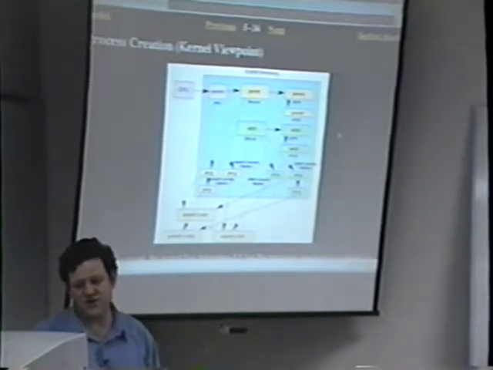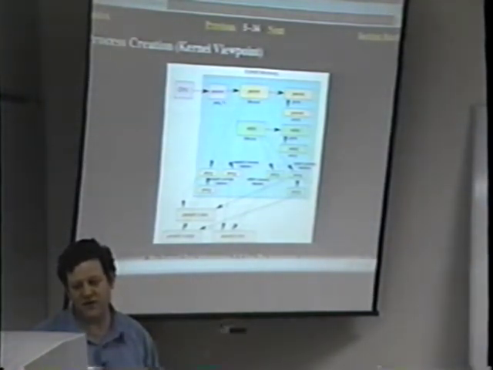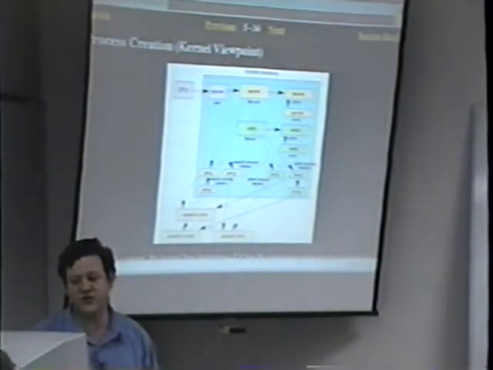So they're trying to show process creation here. The CPU creates the parent. The parent has a PDA. It has a thread structure. It has a proc structure. And it has credentials that are pointed to by the proc structure.